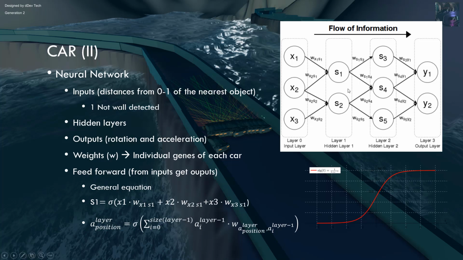The weights are the relations between the previous layer and the next layer of each pair of layers. This will store a value that will be a gene of the car. For example, here we will have 1, 2, 3, 4, 5, 6, 7, 8, 9, 10, 11, 12 genes. Okay, but in our network it will be more.